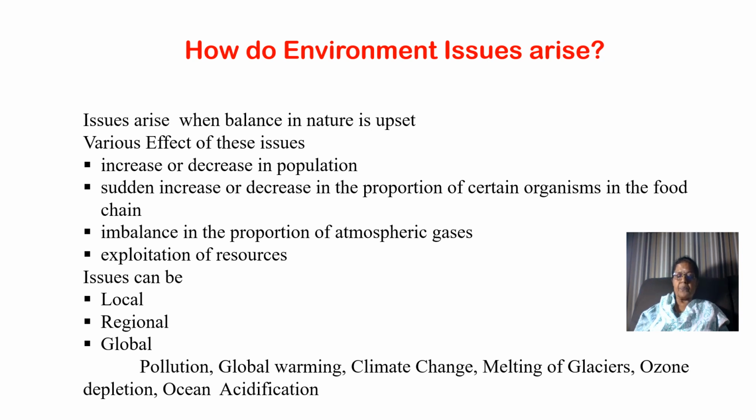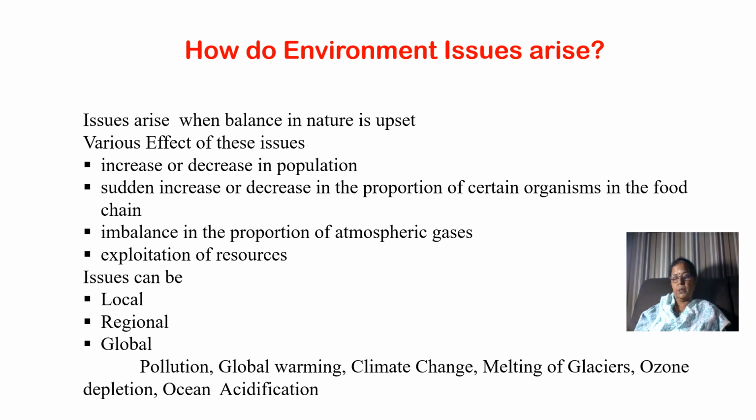Whereas regional issues, the second type, involve a greater area than the local issues. For example, it may be within a country or within a state. Again, it may be any kind of disturbance in the balance of nature, like air pollution or water pollution or soil pollution or deforestation. But the area affected here is larger than in the local issues.